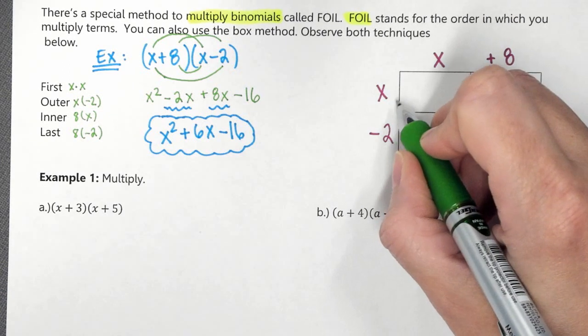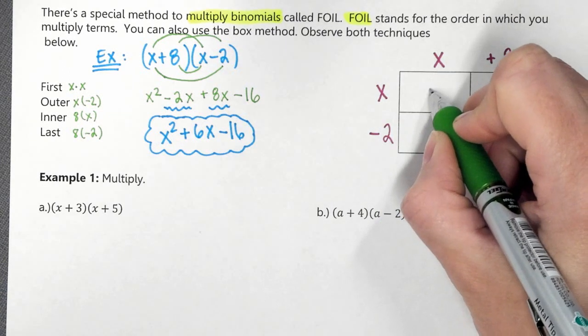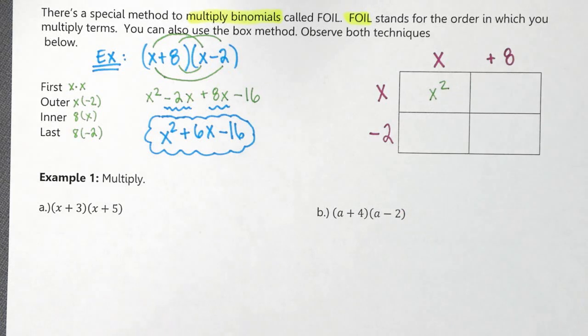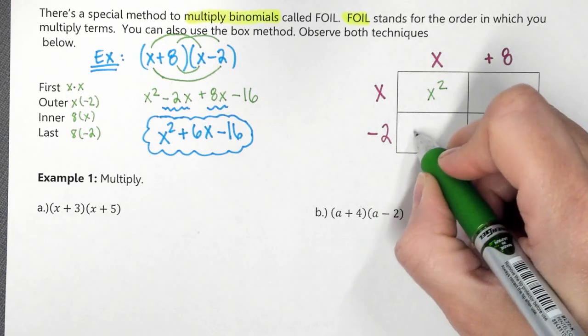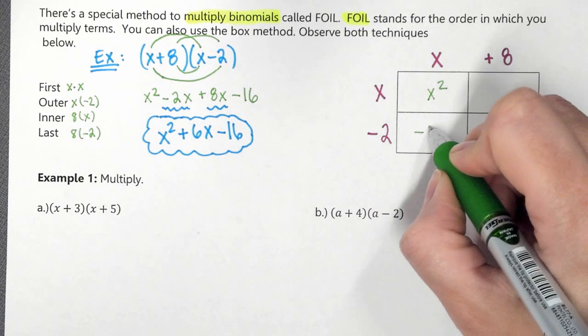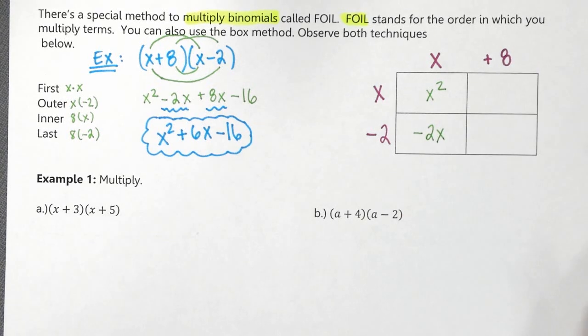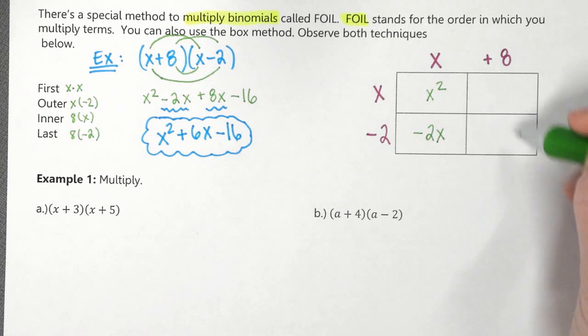So good. So this is x times x. So this is going to be x squared. And then in this box it would be negative 2 times x. So negative 2 and the x get multiplied. Do you guys think you could do those two boxes?